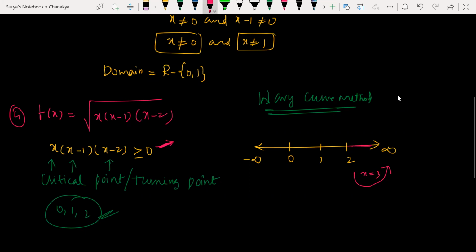You take any value, substitute it in the expression and check whether you are getting a positive or negative value. Let me say I'm substituting 3 here. So 3 into 3 minus 1 into 3 minus 2. Whether I'm getting positive or negative? Yes, positive. I'm getting positive here, plus. Yes or no? Yes, sir.